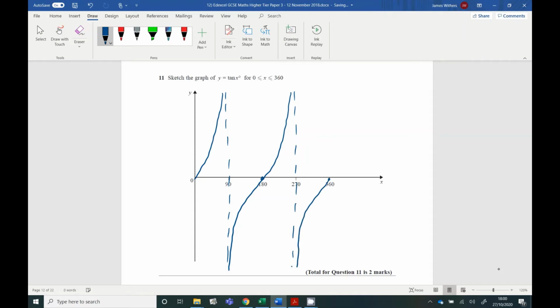And what I would suggest you do, if you haven't learned these properly, just double check if you've got time. Go and do tan of 89 and check you get a really big number. Do tan of 91 and check you get a really big negative number. Tan of 180, you get 0. Tan of 269, big number. Tan of 271, a big negative number. And tan of 360, you get 0.